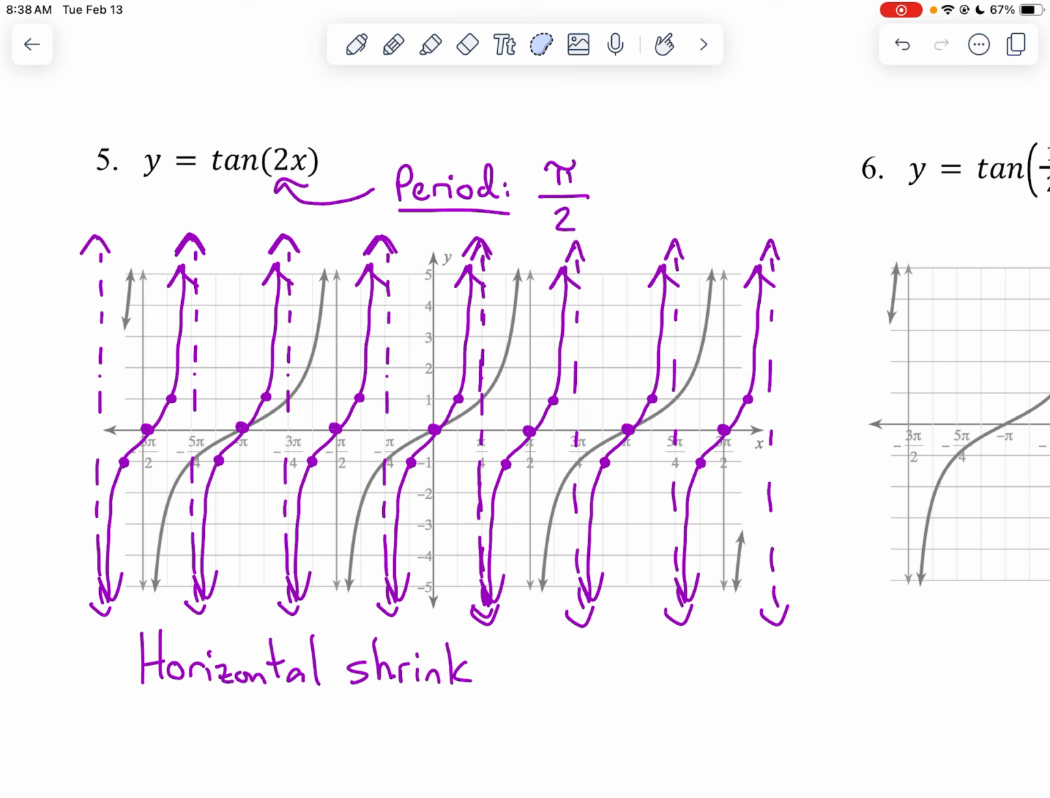So when you have something like tangent of 2x, it's taking the time it needs to complete the entire cycle of the graph, it cuts it in half. So again, it's the opposite of what you think. You see that multiplier of 2, it's really cutting it in half.